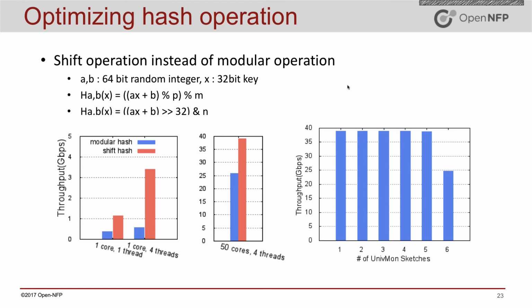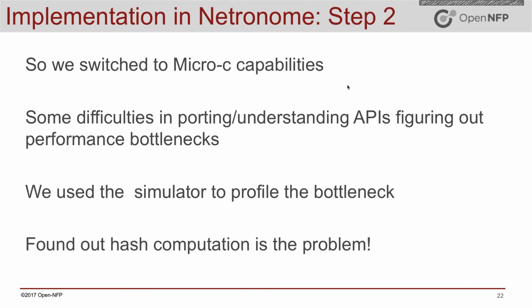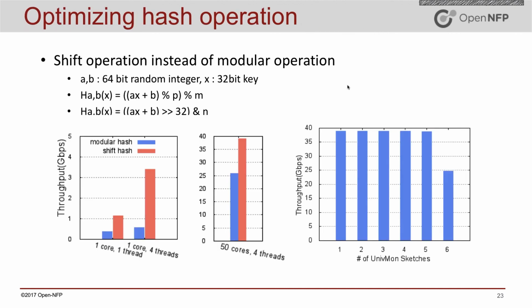Interestingly, and this was a surprising result for us, when we first implemented universal monitoring on Netronome, a significant chunk of time was spent in the hash computation. I think the reason was that the modular operation is not a native operation, and it's implemented in a weird way on the platform. So we spent some time changing the hash function: suppose we didn't use the modular hash function and instead used the shift operation, how much does the throughput improve?